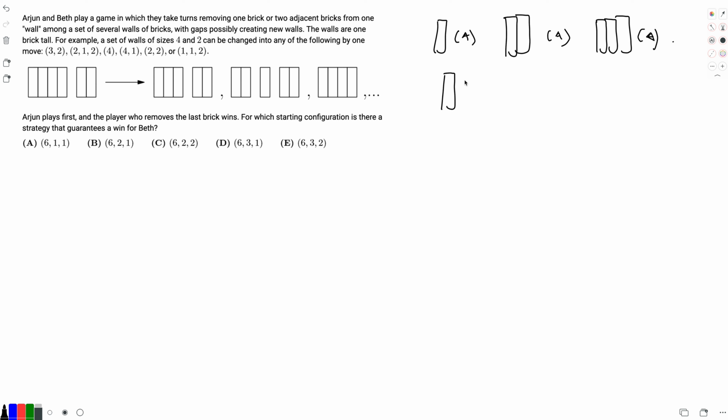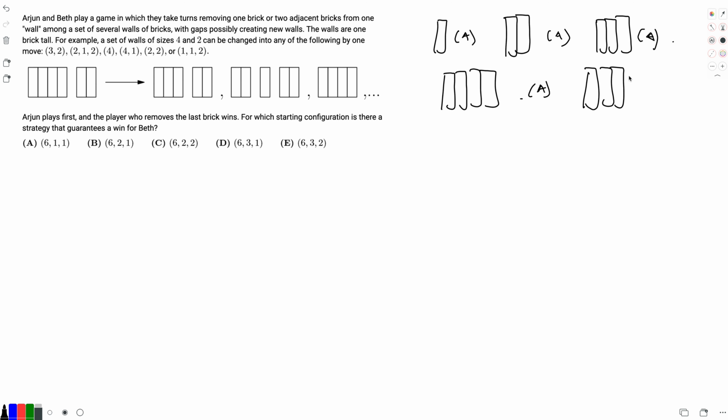How about 4? With 4, you can play around, and I'll just tell you the winning strategy, which may seem obvious to you. We simply take the middle 2 bricks, and whatever Beth does, we copy. So for example, if Arjun takes the middle 2 bricks, Beth is forced to take one of the end bricks, and whatever Beth does, Arjun just takes the last one and wins. And now we see our winning strategy.